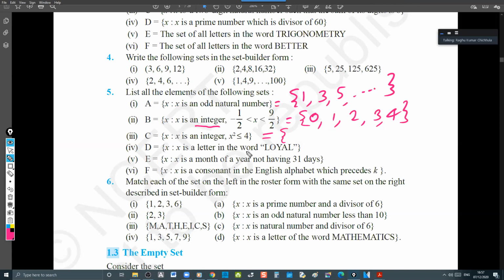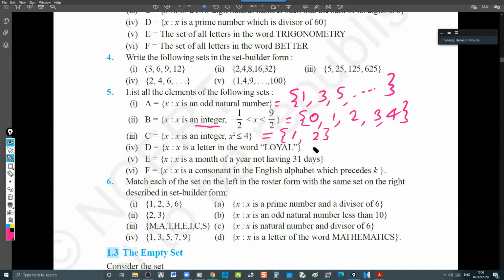Tell me the third one. X such that X is an integer, X square less than or equal to 4. So that's 1, and 2. 1 and 2. Less than or equal to. Correct.